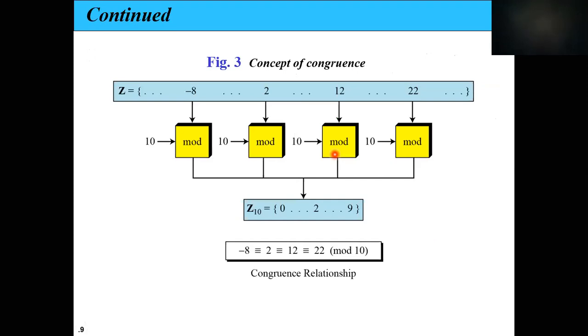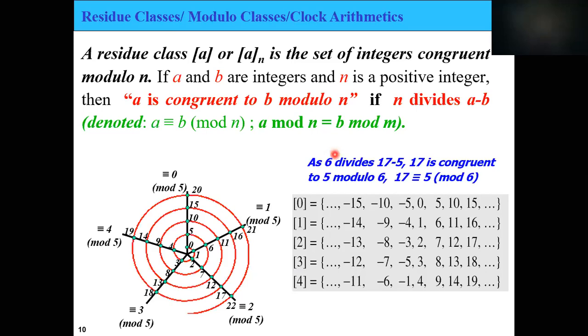This is the concept of congruence classes. You can see it's quite easy. So, dear students, you can call all these arithmetics related with congruence classes residue classes, modulo classes, or clock arithmetic. A residue class, a, or sometimes written with parentheses and a lower subscript n, is the set of integers congruent to a mod n, if a and b are integers and n is positive, as I told you in the last class.